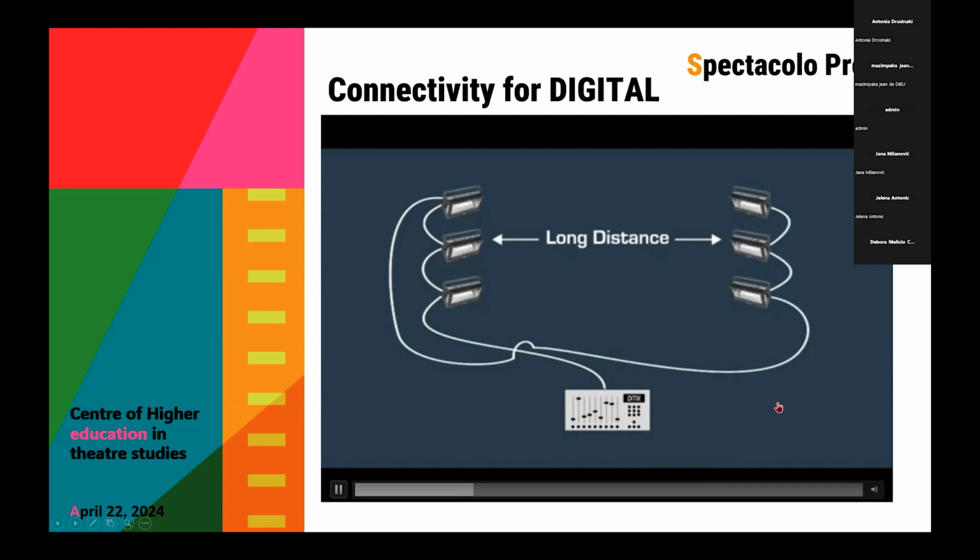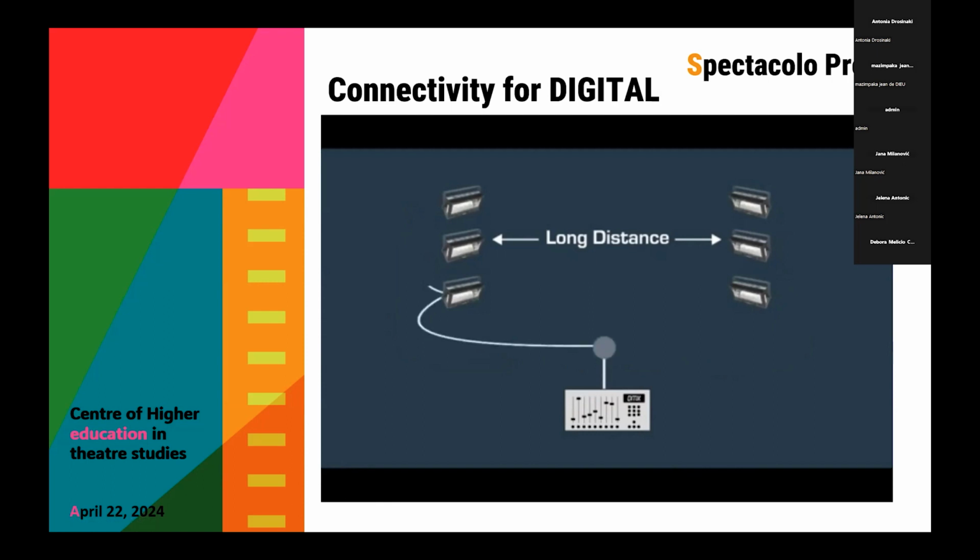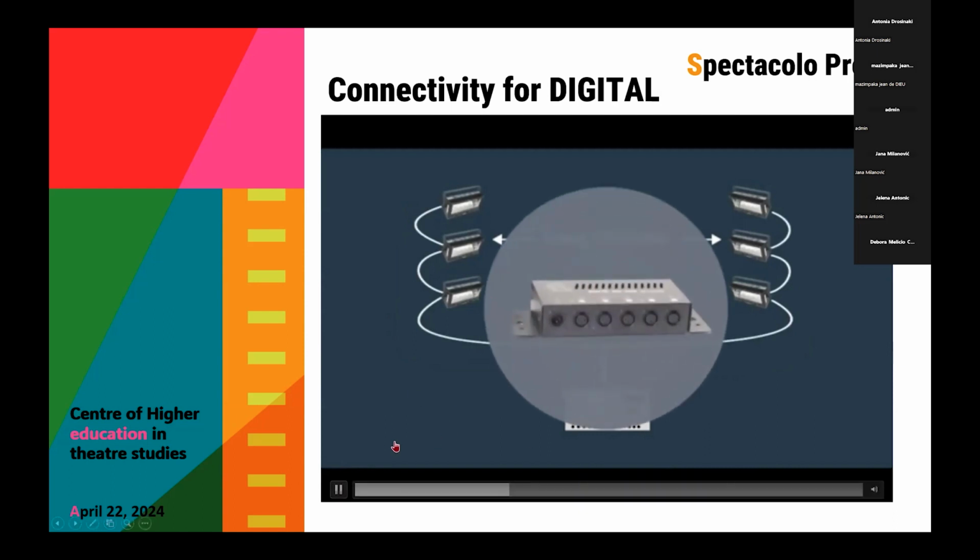Is there an easier way? The answer is yes. Imagine if we could divide the data into 2 identical streams. Well, we can, with the help of an additional device called an optosplitter. Or a DMX splitter.